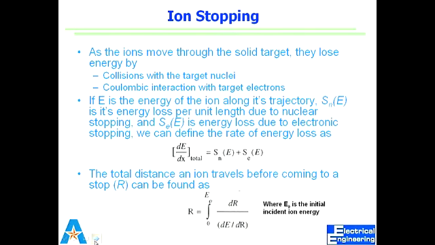Now, there are two ways in which ions come to rest. One is collision with nuclei, and the other is collision with electrons. One is a process in which energy is lost to the nucleus. The other is where energy is lost because of electrons. Both of these can be defined as S_n and S_e.